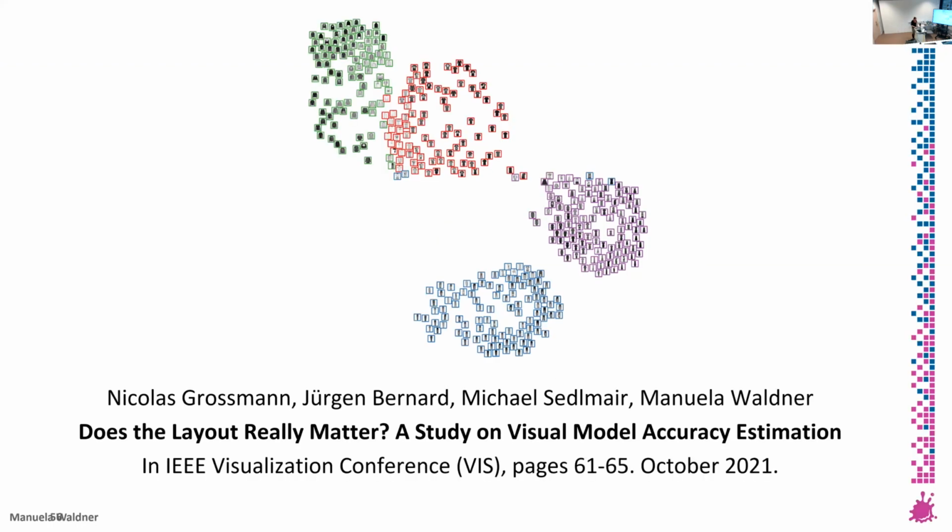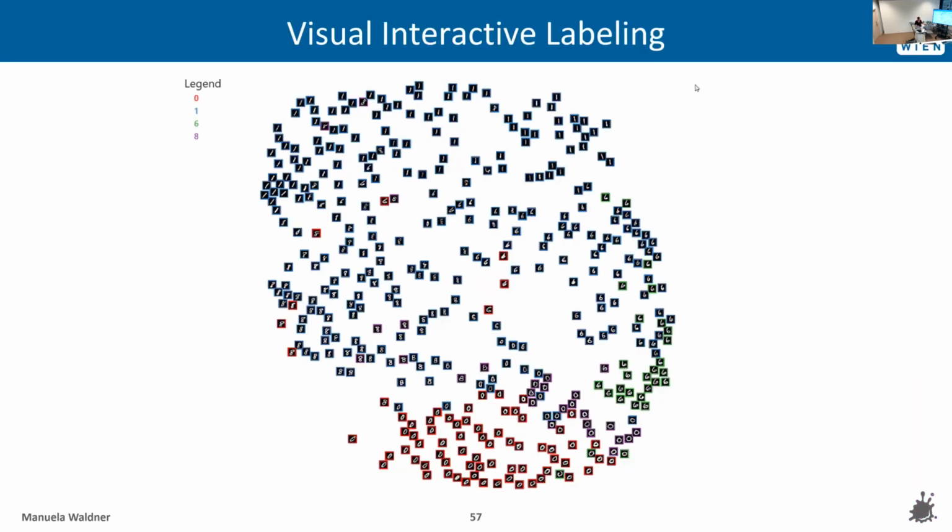So very briefly, I want to summarize some findings from a study where we were investigating if these similarity preserving layouts actually make sense for visual model accuracy during interactive machine learning. And with interactive machine learning, I mean these visual interactive labeling scenarios. So I need my cursor here to start the video, where you interactively change the labels and then the system is retrained in the background.